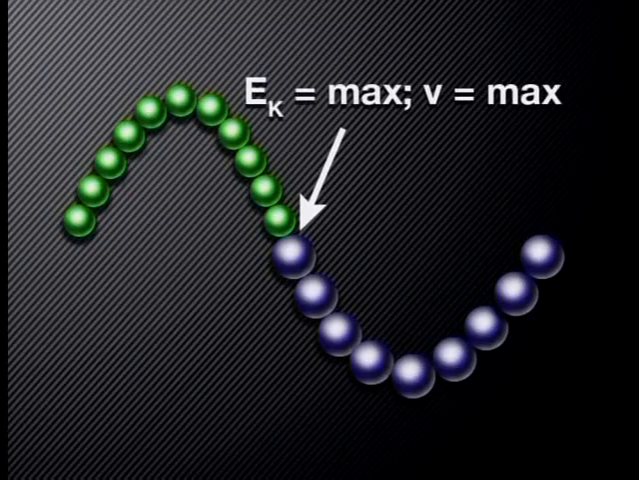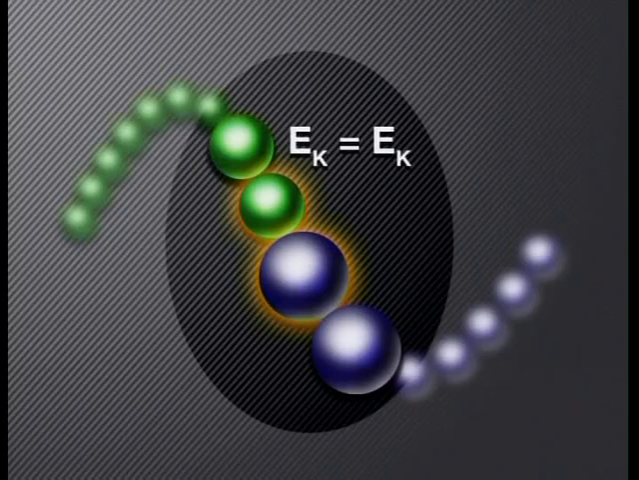Now, when the wave is refracted at the boundary, the exact amount of kinetic energy must be transferred to the heavier purple particle, according to the law of conservation of energy. Remember, energy cannot be created or destroyed. So the purple particle can never suddenly have more energy than the green particle.